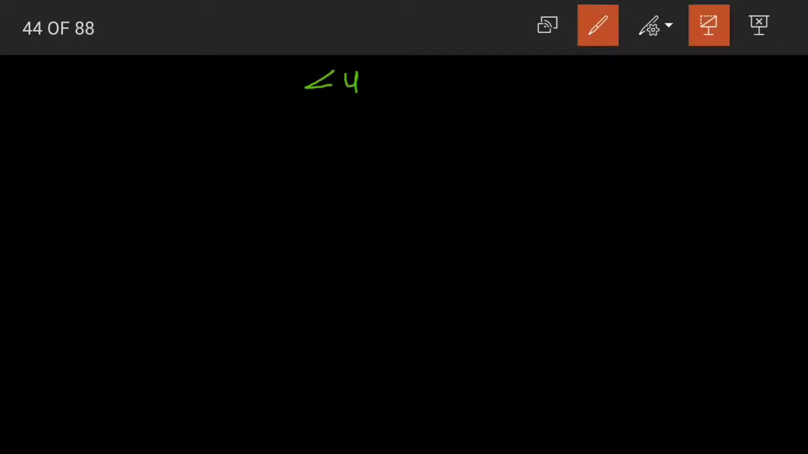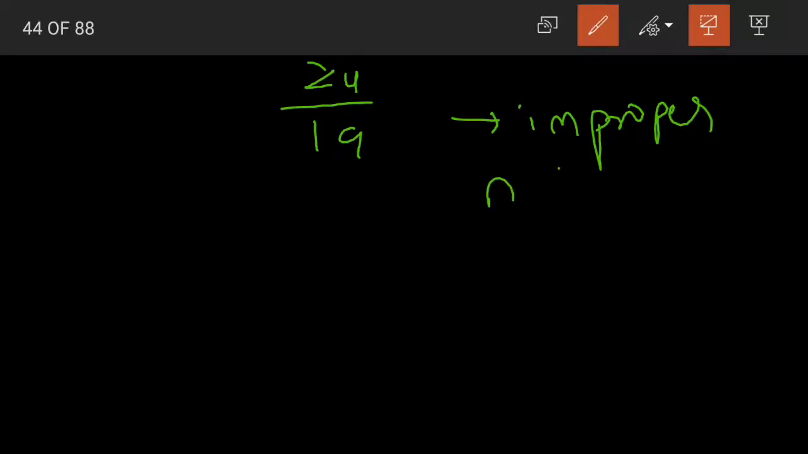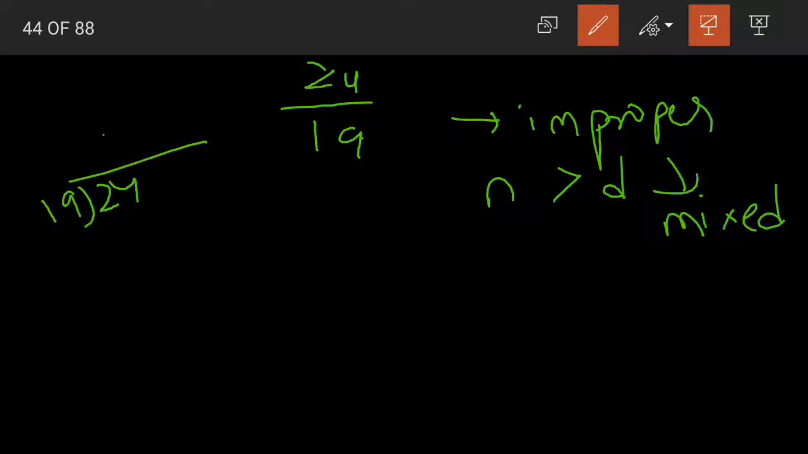Again, if you observe, the answer here is 24 by 19. What is this? This is an improper fraction wherein the numerator is greater than our denominator. Yes. So, if you remember from the previous class, improper fractions can be converted into mixed fractions. So, let us simplify this. 24 divided by 19. 19 ones are 19, and when we subtract, 5 is our remainder.